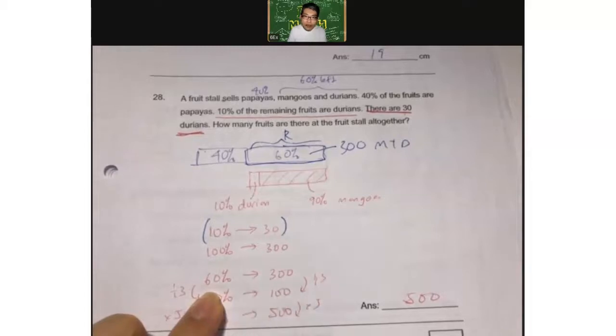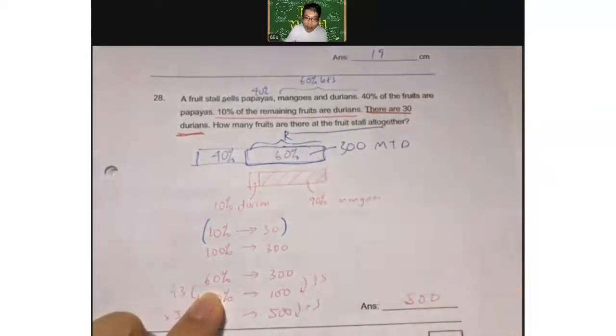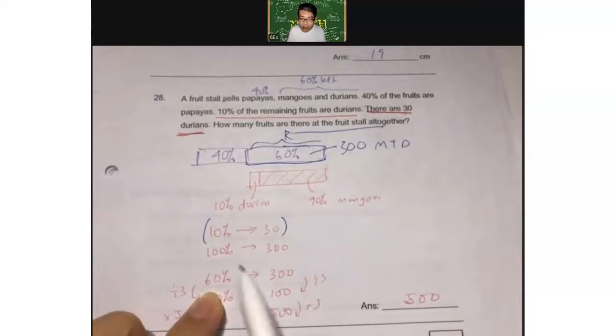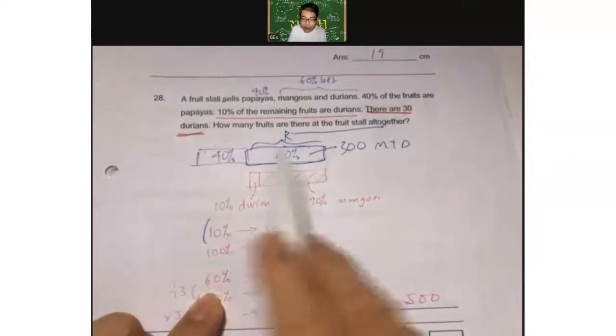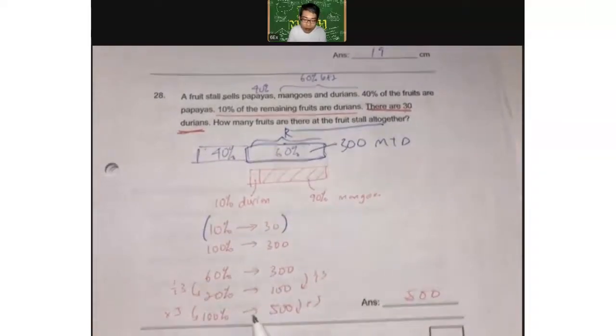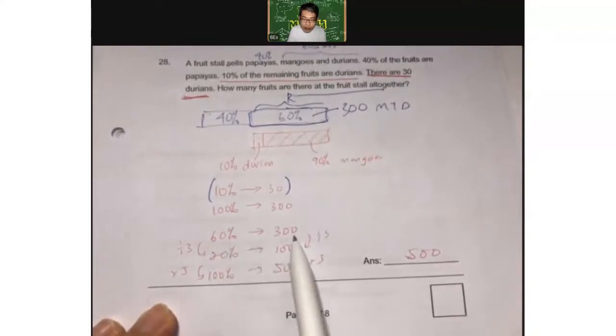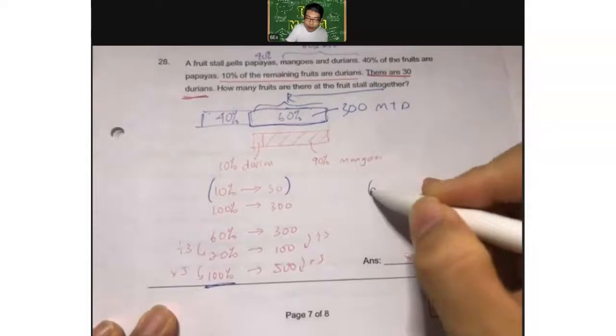Now, then I'm supposed to find out how many fruits were there altogether. I must find out what is 100%. Not this 100%. This is 100% of the remainder. I'm talking about 100% of the total. So for example, 60% will be 300. I need to find out what is 100%. I know some of you will be doing this.